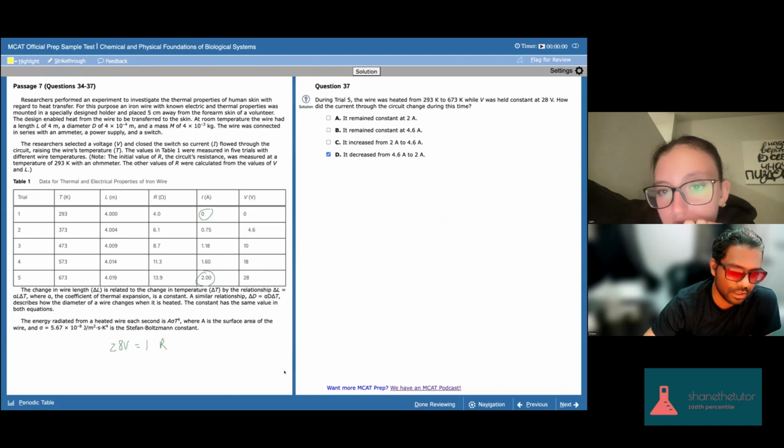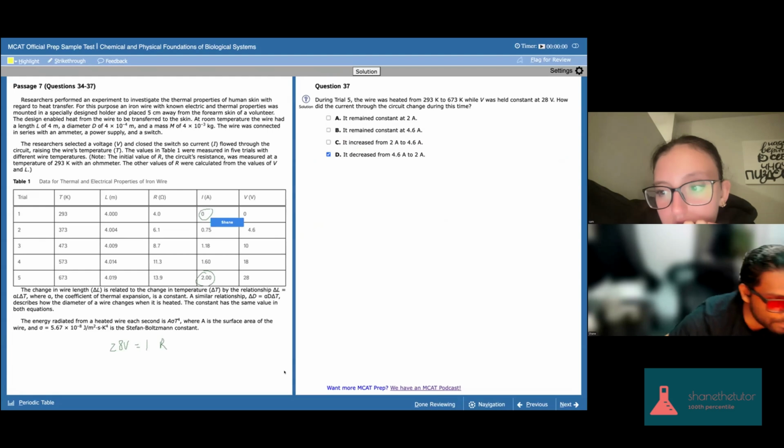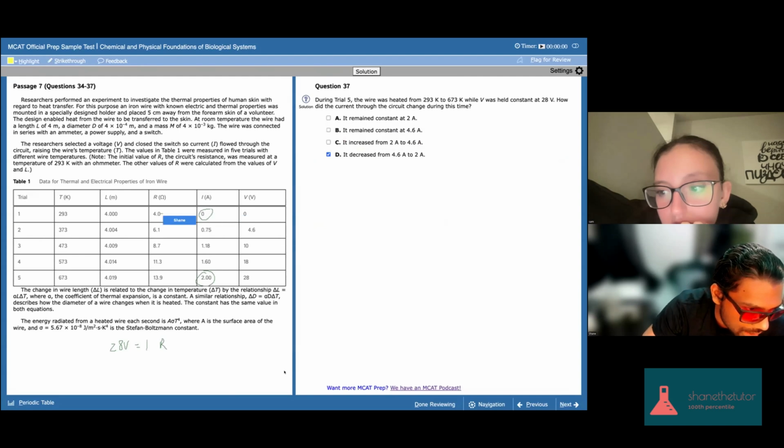How did the current change? Okay, so this current thing here is weird. I don't know why it's the 0 here, but I can see the resistance.